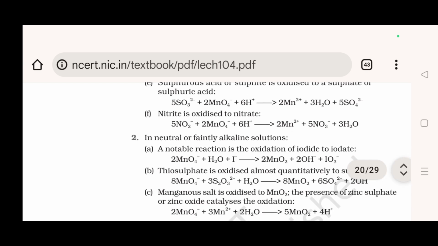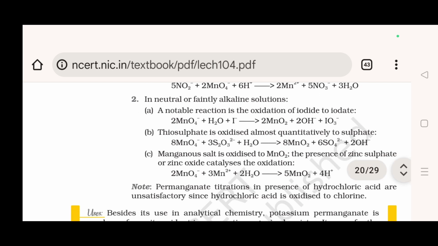In neutral or faintly alkaline solution, a notable reaction is the oxidation of iodide to iodate. Thiosulfate is oxidized almost quantitatively to sulfate. Manganese(II) salt is oxidized to MnO2. The presence of zinc sulfate or zinc oxide catalyzes the oxidation.